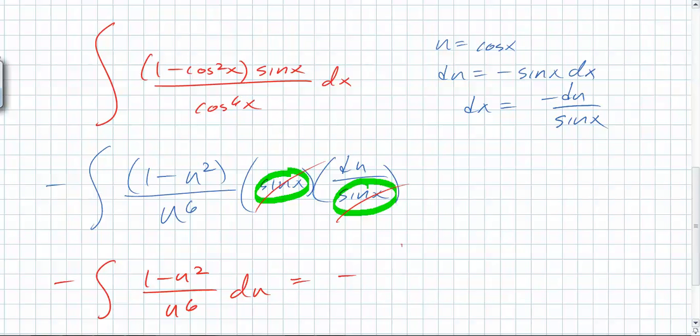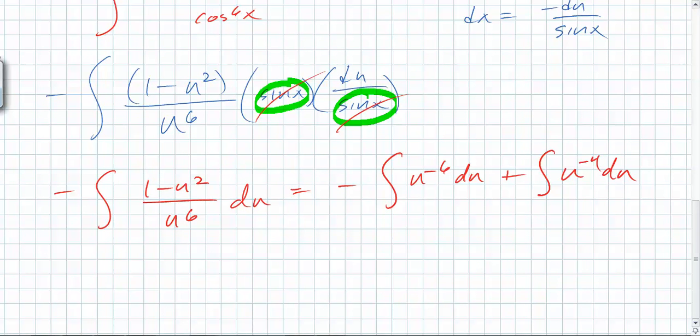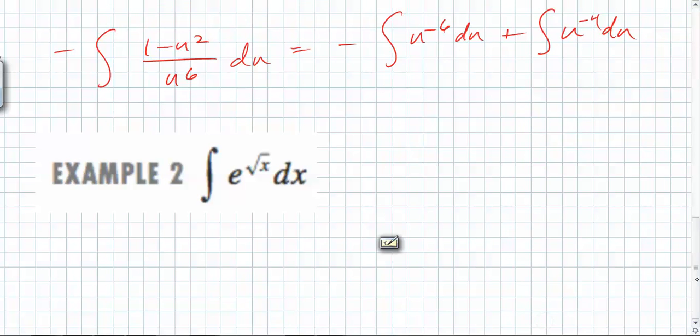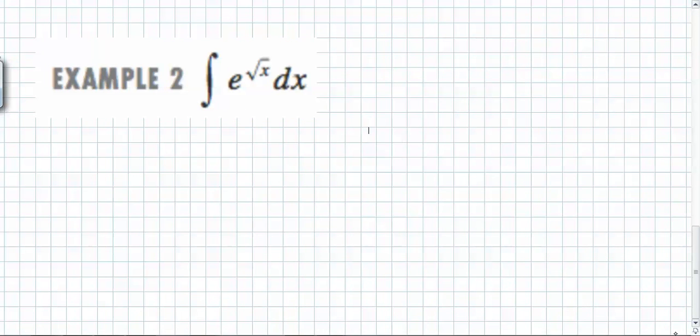Now it's just breaking it apart into the integral of u to the negative 6 du plus the integral of u to the negative 4 du. What am I doing wrong? Don't doubt me. No, it's not minus. I distributed the negative. I'm right.